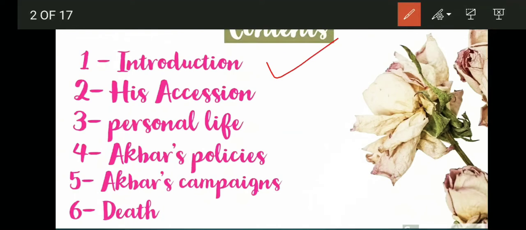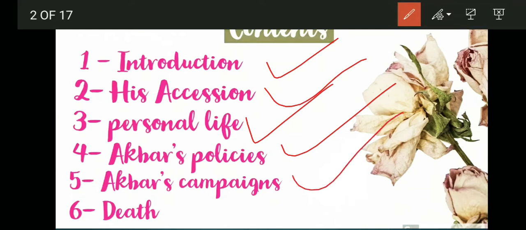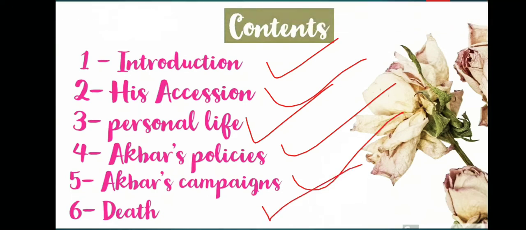First, we are going to deal with the introduction part, in which I'll discuss the tenure of Akbar, when he came to the throne. Later on, we'll see the accession of Akbar, how he managed to come to the throne. Post that, we'll see the personal life of Akbar. Then we'll see Akbar's policies, wherein we'll discuss his administrative policies, religious policies, as well as economic policies. We'll see a few of his military campaigns, and then we'll wrap up the video with his death. So let us proceed in orderly fashion.